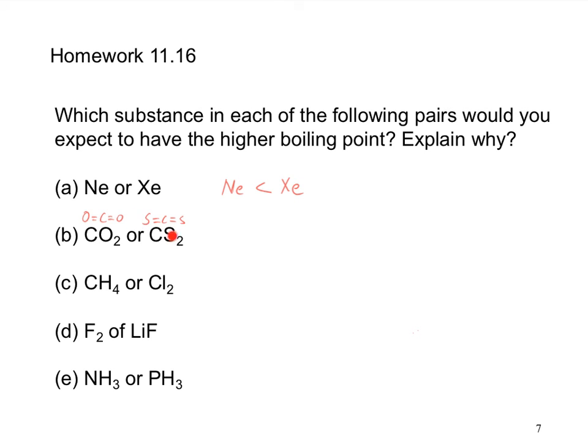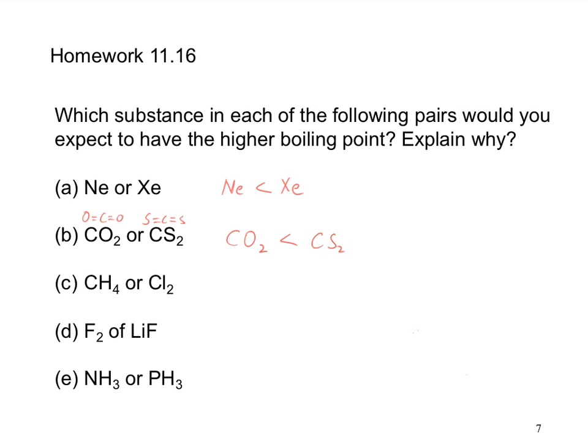Therefore, carbon disulfide has a higher polarizability than carbon dioxide, and therefore it has stronger dispersion intermolecular forces, and therefore has a higher boiling point. So the boiling point of carbon dioxide is smaller than the boiling point of carbon disulfide.